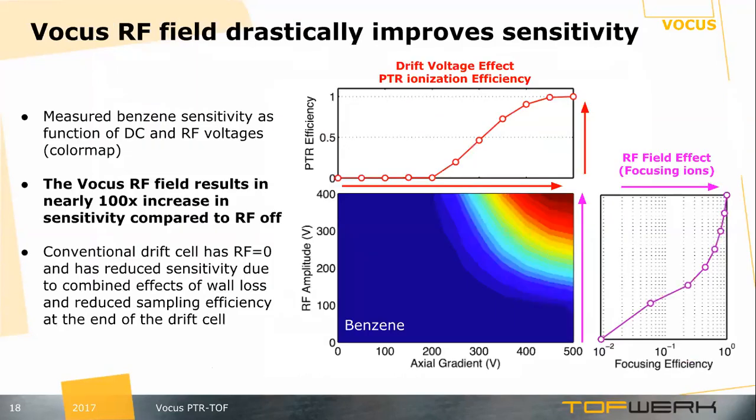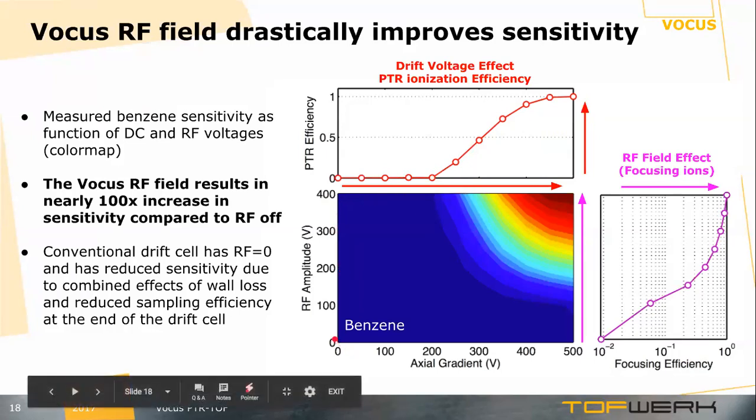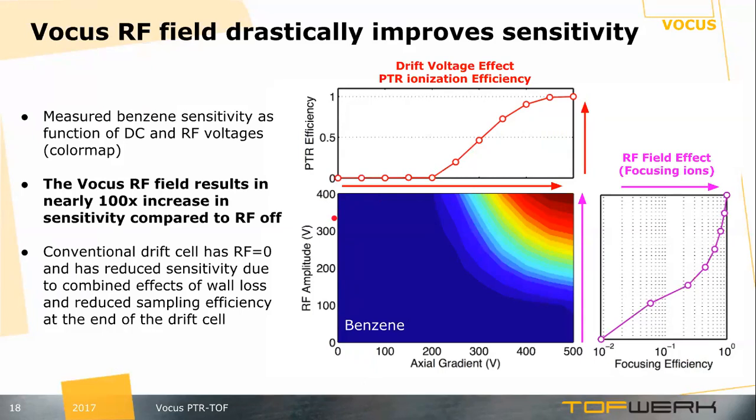So now we can look at a little bit more detail about the combination of these for a product ion. So something that we would like to ionize, like benzene. So here's a similar color map. So the RF amplitude on the y-axis, and on the x-axis, the DC field or the axial gradient. So if we take a section along the top, so with the RF on across an axial gradient, that's what's shown in the top plot. And we see very low sensitivity at low axial fields, and then increasing sensitivity and starting to plateau as you get to higher electric fields.